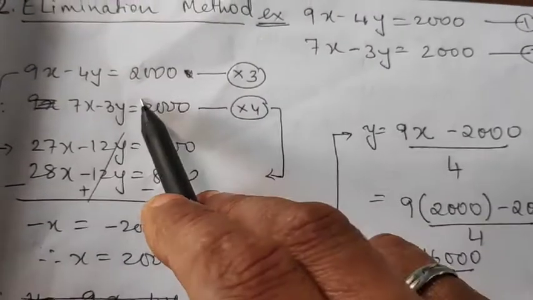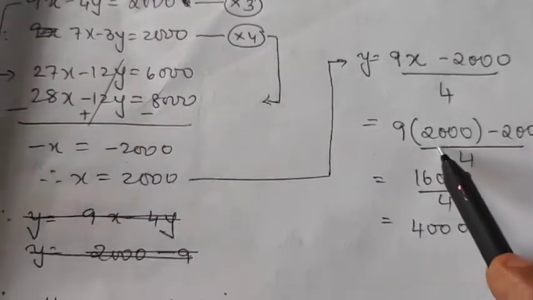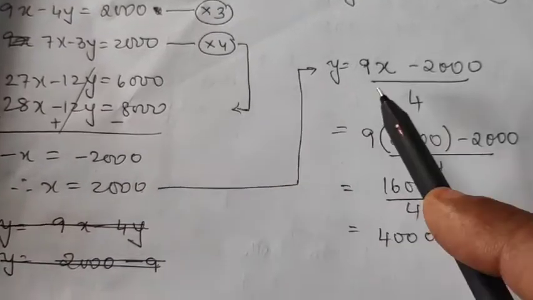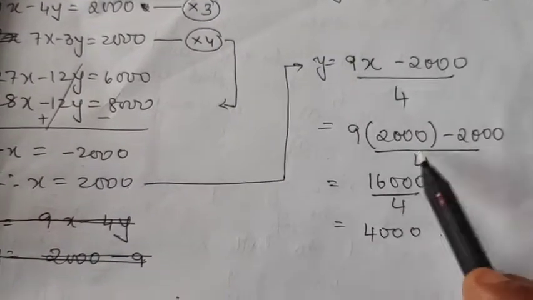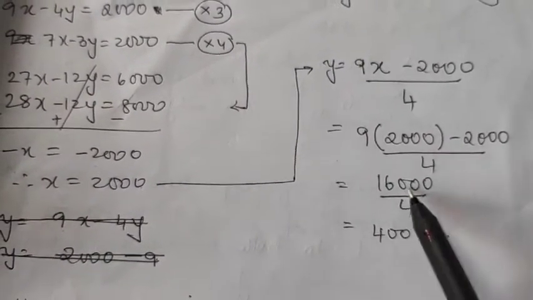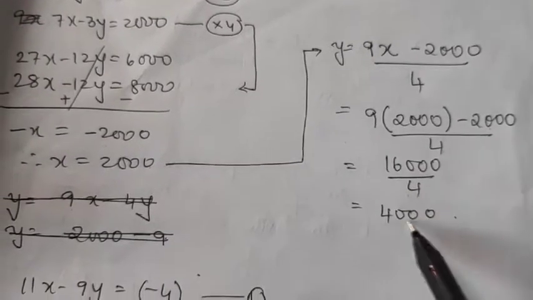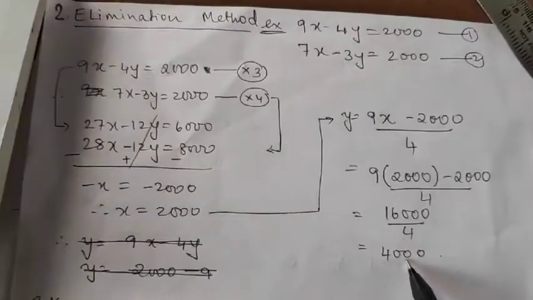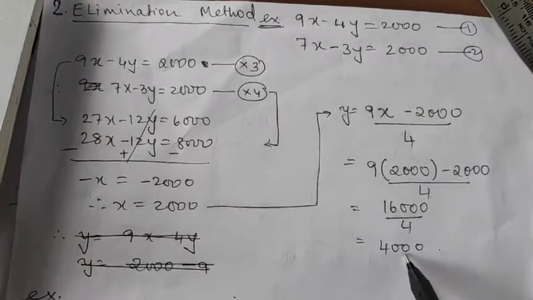Okay, you can put it in any one. In that x value, what did I get previously? 2000. So 9 into 2000 minus 2000 upon 4. So 18 minus 2 is 16,000, upon 4 will be 4,000. Understood this elimination method?